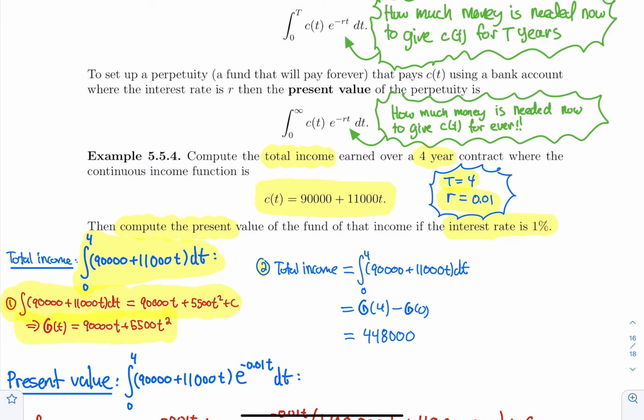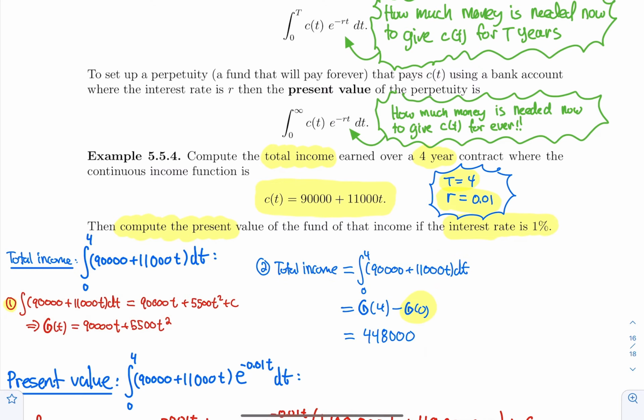Now, if you want the total income from 0 to 4 of that c(t), by the first fundamental theorem of calculus, it's going to be big G at 4 minus big G at 0. And once you compute your value for big G at 4 and big G at 0, you're going to get $448,000. So this is how much money you're going to earn if you're receiving that flow of income for 4 years.